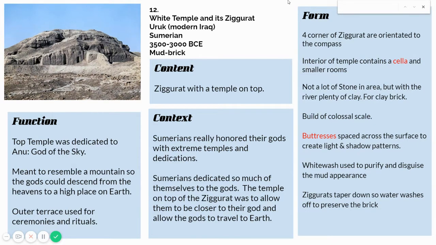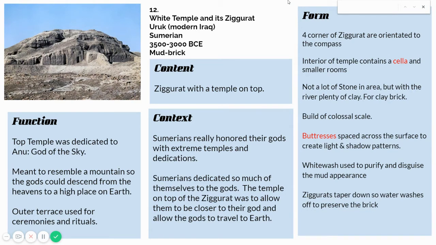Okay. So in terms of function, why was this built? Well, it's pretty simple. It was a temple, and it was actually a ziggurat structure. And then on top of it was a temple. And that temple was dedicated to their god Anu, who is the supreme god of the sky. Okay. The ziggurat, which was underneath the temple, was meant to resemble a mountain. That was strategic. That was on purpose. So here we are, innovating and designing architectural structures with symbolic purpose.